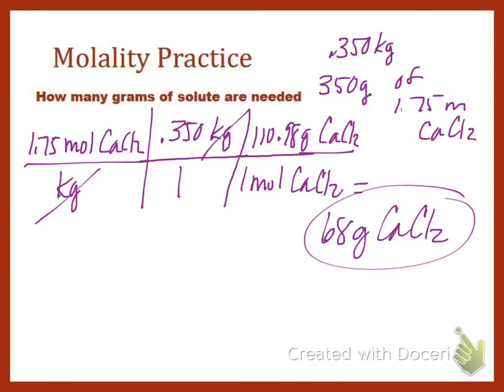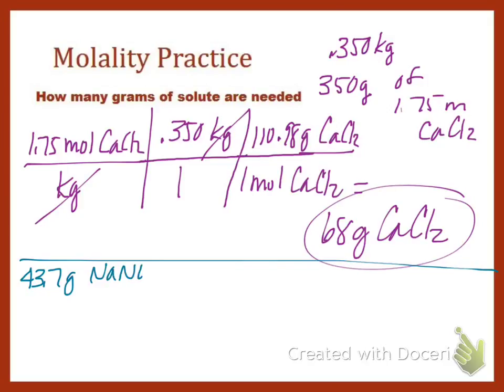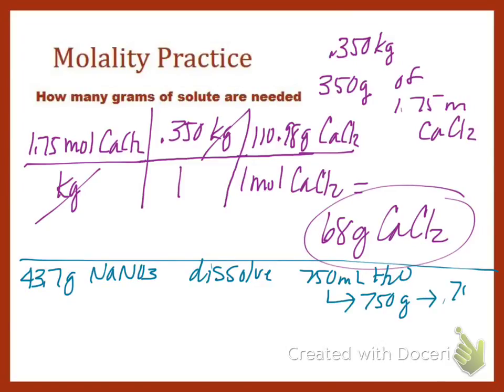And then the second question says, I'm going to do it down below. What is the molality if you take 43.7 grams of sodium nitrate and dissolve in 750 milliliters of H2O? So our solvent is water. Obviously, we're dissolving it. So what's our kilograms? 0.75. Because 750 milliliters is the equivalent of 750 grams, which is 0.750 kilograms, and that's because the density of water is 1 gram per milliliter.